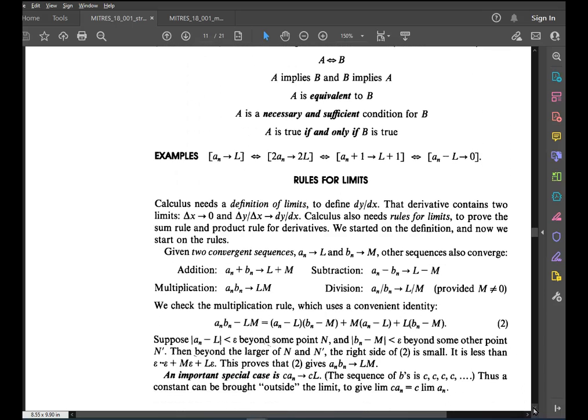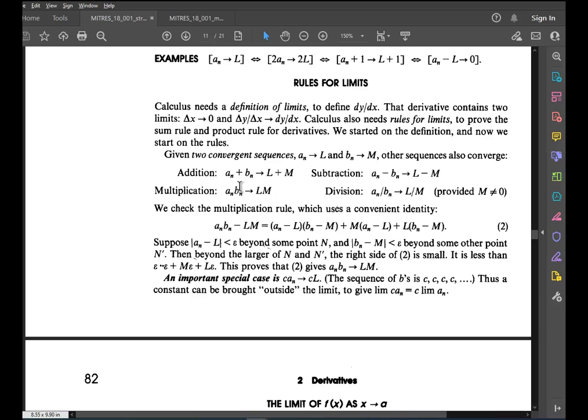Okay, we do have some rules for limits. If I have two sequences, I take their sum. Then the sum of the sequences converges to the sum of the limits. Same with subtraction. Two sequences, I take their difference. The difference of the sequences converges to the difference of the limits. Same thing with multiplication. Same thing with division, unless the limit of b_n is 0. So here it does a proof of the multiplication rule.